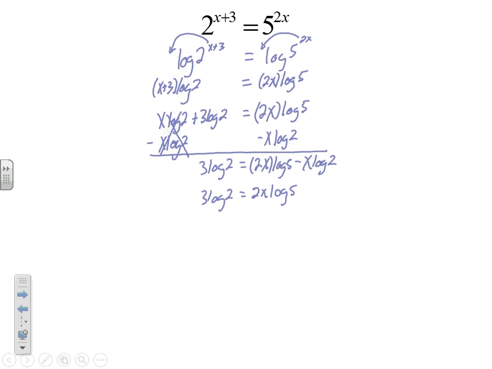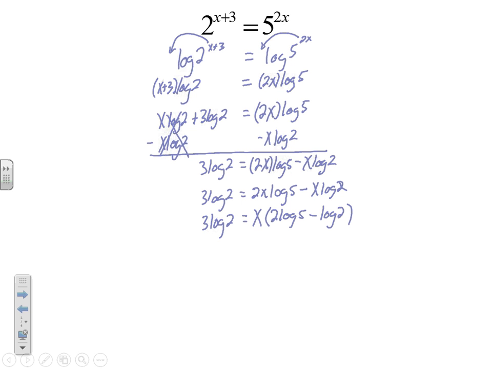But what we have is two things that are subtracted from each other that both have x. Because they both have x, we can factor x out of the problem on the right side. So I can take an x out, and I'll be left with 2 times the log of 5 minus the log of 2.